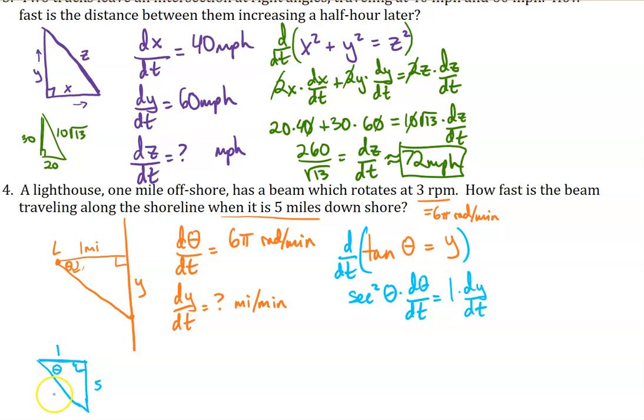So secant of this is hypotenuse over adjacent, or 1 over cosine. Pythagorean theorem tells me that this is root 26. So secant of theta is root 26 over 1, or just root 26, meaning that secant squared of theta is root 26 squared, so 26. So I have 26 times 6 pi is equal to dy over dt, which I'm going to go ahead and plug into a calculator, and that comes out to be about 490 miles per minute.